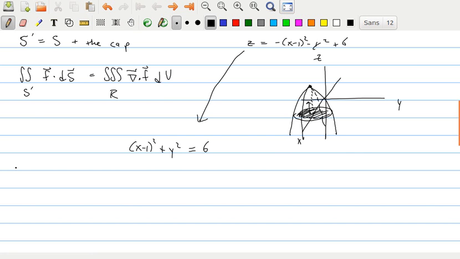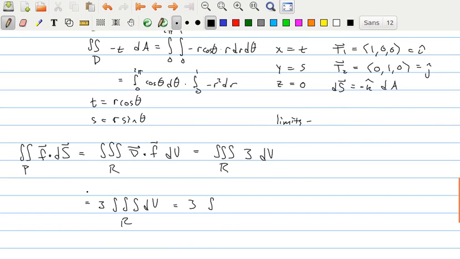So let's do a change of variables on this to switch this up. If we let u equal x minus 1 and v equal y, then this becomes u squared plus v squared equals 6. So now it's got the right center and we can change it to polar. And the Jacobian of this uv transformation is 1. We can verify that by taking our partial derivatives. So the Jacobian of this transformation is 1.